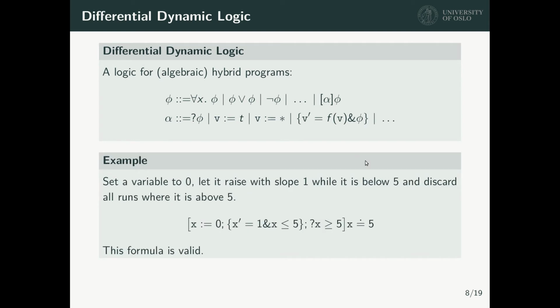Here's an example. I have a clock which is called x. I set it to 0 in the beginning. Then I follow this ODE where I say it has slope 1 and x is less or equal to 5. So once this terminates at this point, x is something between 0 and 5, but I can, as always, use the guards to model event boundaries. So I say, okay, x must be bigger or equal than 5, and afterwards I can check that I describe exactly the event boundary, that x is 5. So if I feed this formula into KeYmaera X, it will tell me that this formula is indeed valid.